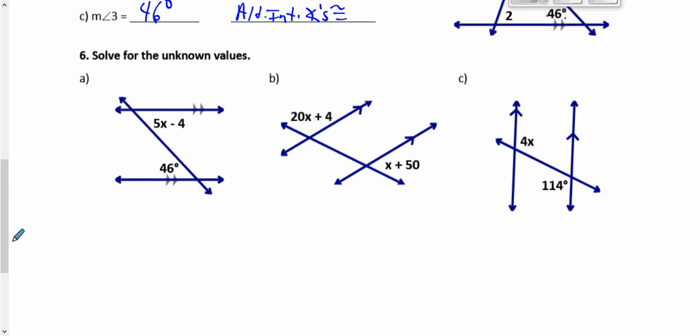So solve for the unknown values. We're not looking for angles, right? So we have this angle and this angle. What's that angle pair name? Alternate interior angles, right? And the lines are parallel, so what do you know about them? Congruent, which means they have equal measure. What's our equation?